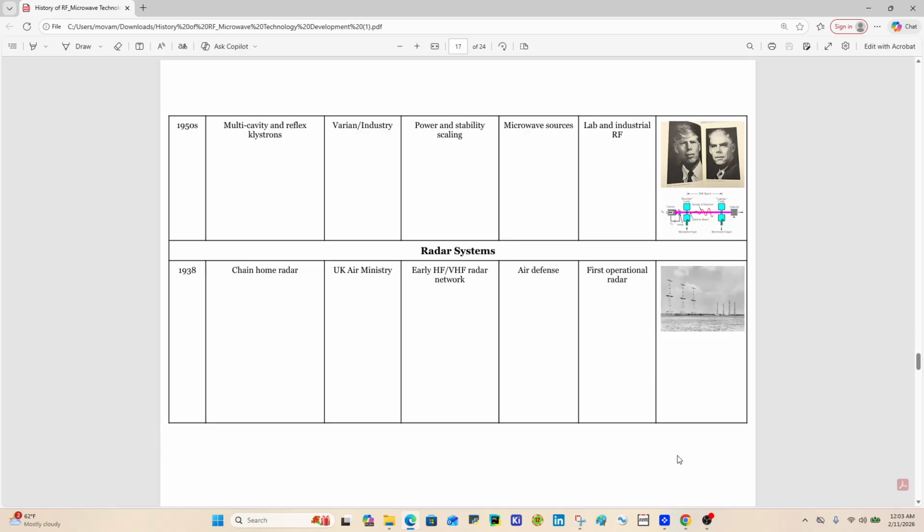In the 1950s, multi-cavity and reflex klystrons were two paths. The multi-cavity was for power scaling, essentially the addition of more buncher cavities and spaces for drifting, and the reflex klystron was a compact oscillator with the addition of a repeller electrode. So essentially more engineering of the electrons in the cavities.